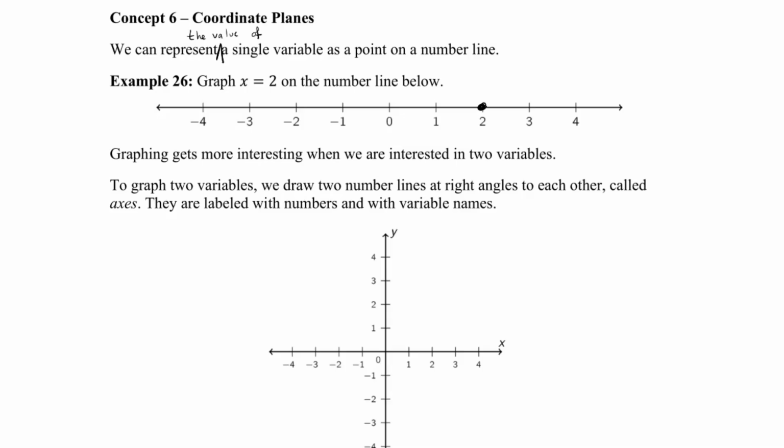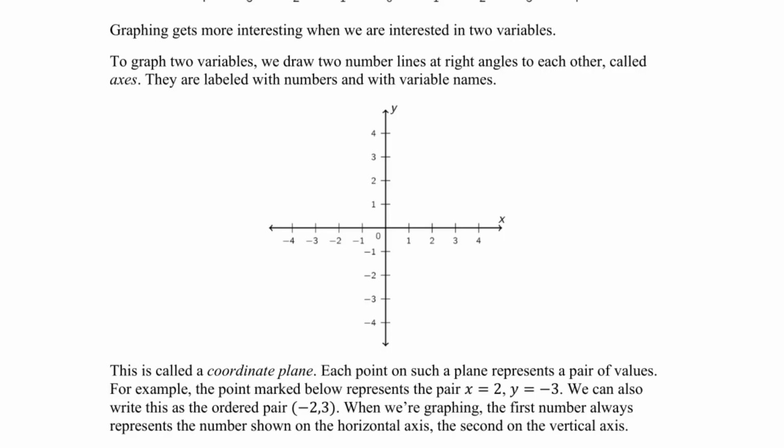Things get much more interesting when we're talking about two variables. Now, to represent two variables visually, we'll use two number lines drawn at right angles to each other. So here we have a horizontal number line called the x-axis and a vertical number line called the y-axis. Together, we have two axes, and a plane labeled with two axes is called a coordinate plane.